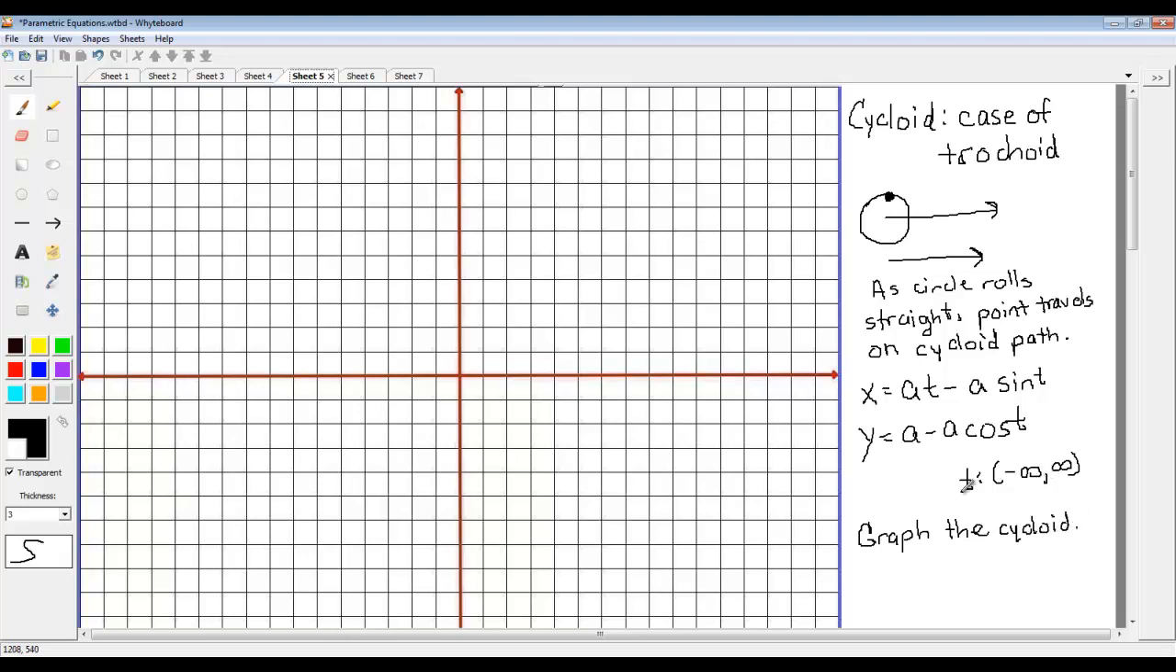So you might be given something like x equals 2t minus 2 sine t. Okay, so in this first equation, a is 2. And then y equals 2 minus 2 cosine t. So in that equation, a is 2. And in this case, t is going to be in 0 to 2 pi. So we don't have to go any further than 2 pi. Now up here, t is negative infinity to infinity. It can be in there. We're going to define it specifically as 0 to 2 pi. Okay, the cycloid's very round.